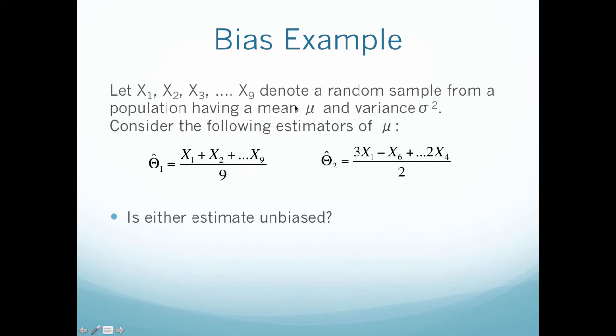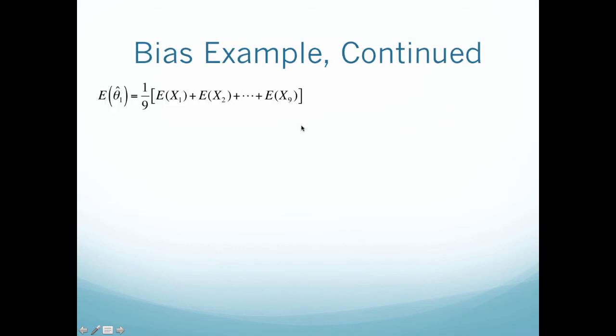So it tells us we have a mean equal to mu. So we need to figure out if it equals mu or not. So let's solve this. I'm going to say the expected value of my first statistic is going to equal 1/9 times each of my expected values of these different variables. All I did was evaluate each expected value at its given variable.